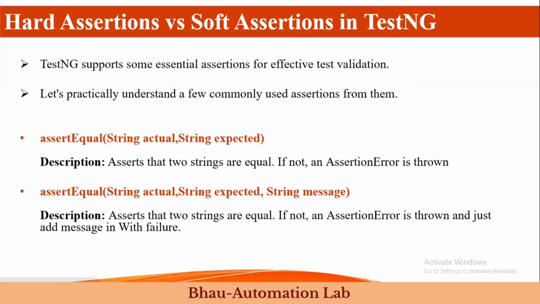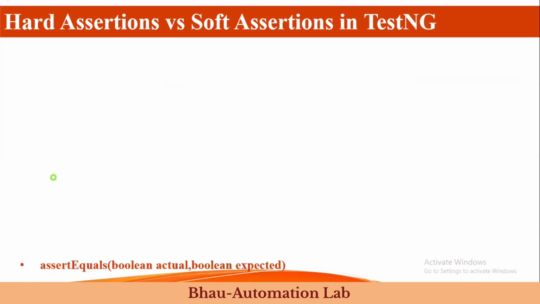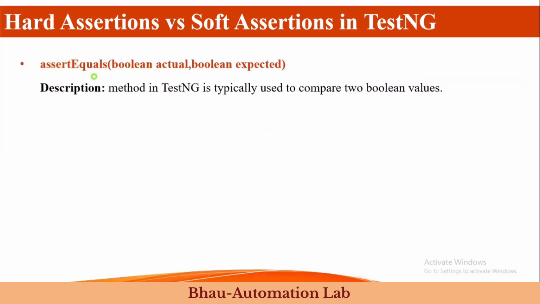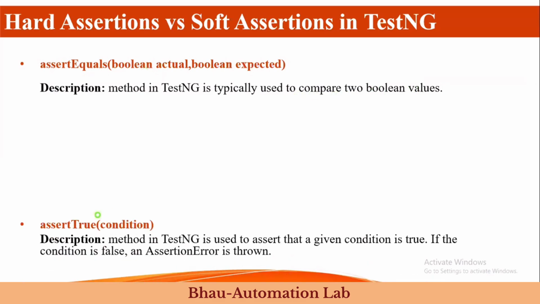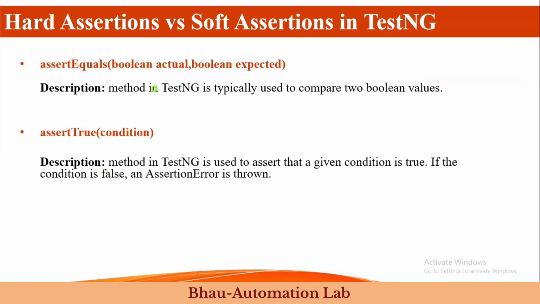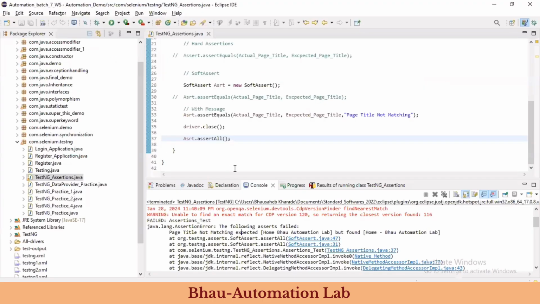Now let's understand one more assertion concept. It's called assert boolean. What is meant by boolean? Boolean means true or false. The assertion method in TestNG is typically used to compare two boolean values. If these two values match, then it will pass, or if it fails, then it will throw an exception.